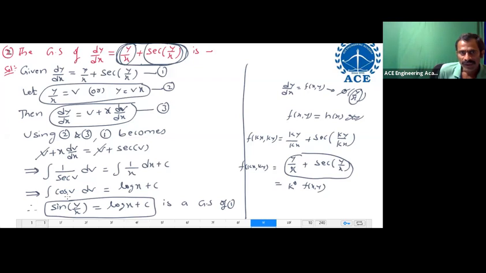If the function f of x comma y is not in variable separable form, then check whether f of x comma y is a homogeneous function with degree 0 or not. With degree 0, we can solve this indirectly by variable separable, by making f of x comma y into variable separable form. So this is about the homogeneous method. Let us go to the next page.